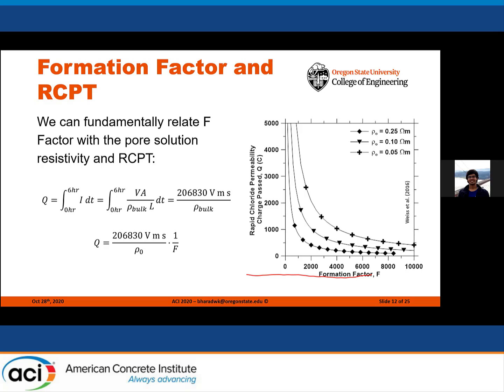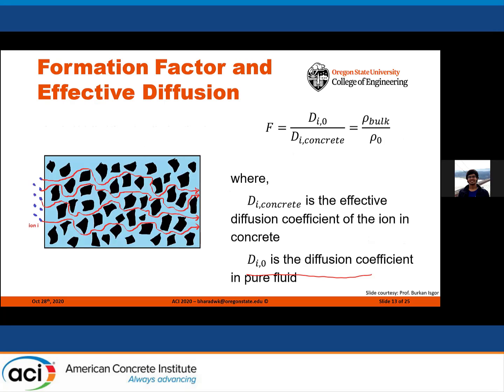It's also better because the pore solution resistivity can have a huge impact, as we saw before in the results of the RCPT test and the resistivity, even if the microstructure is the same. The formation factor is therefore better to specify since it's quicker to measure and it's independent of the pore solution resistivity. The formation factor can also be related to ionic diffusion in concrete.